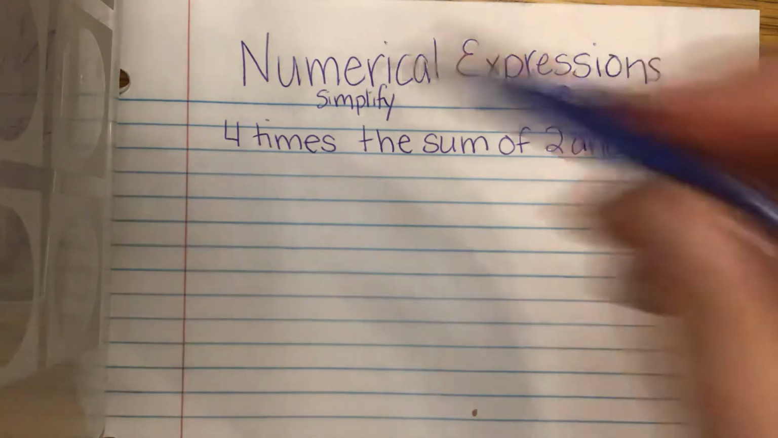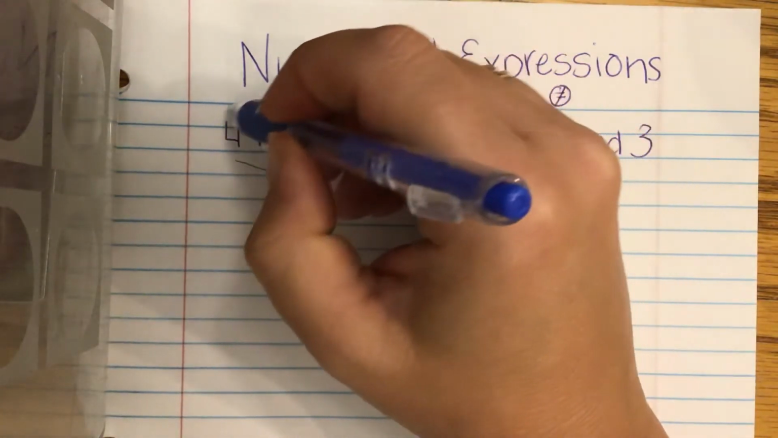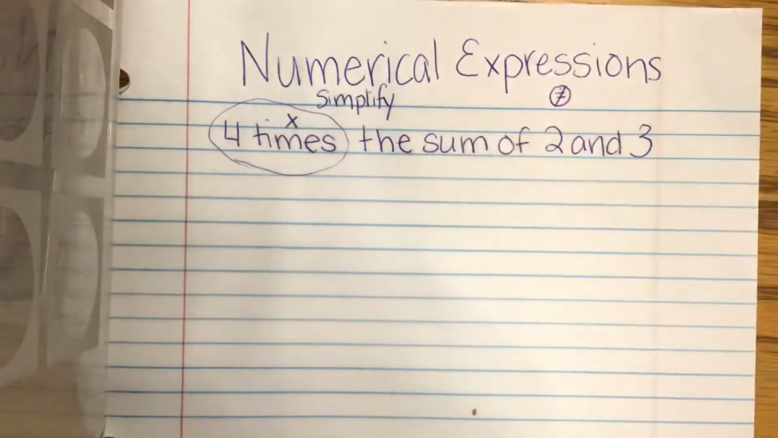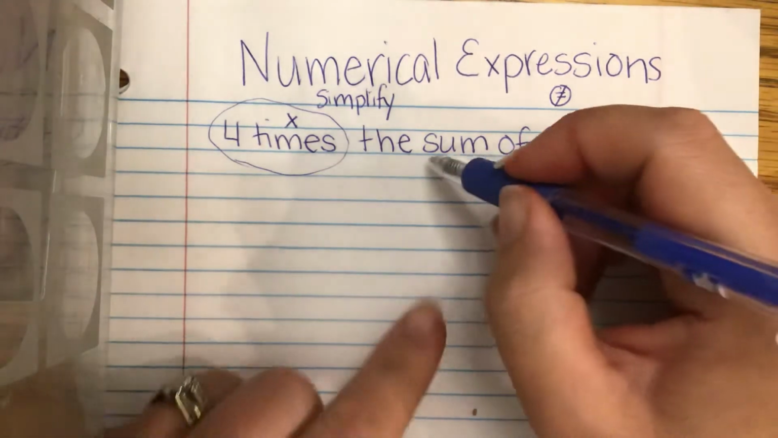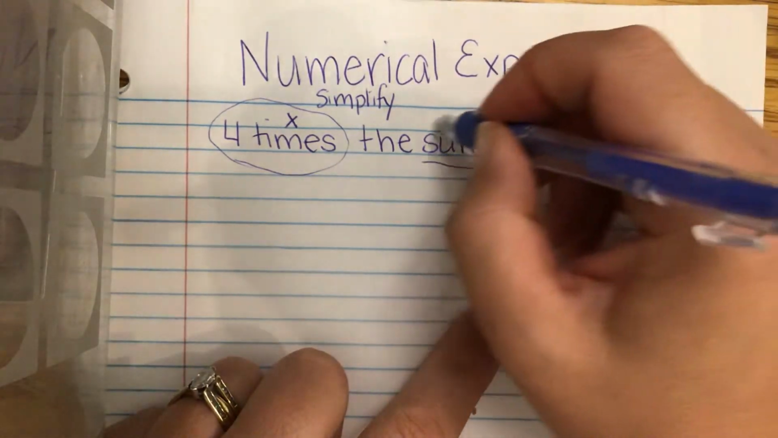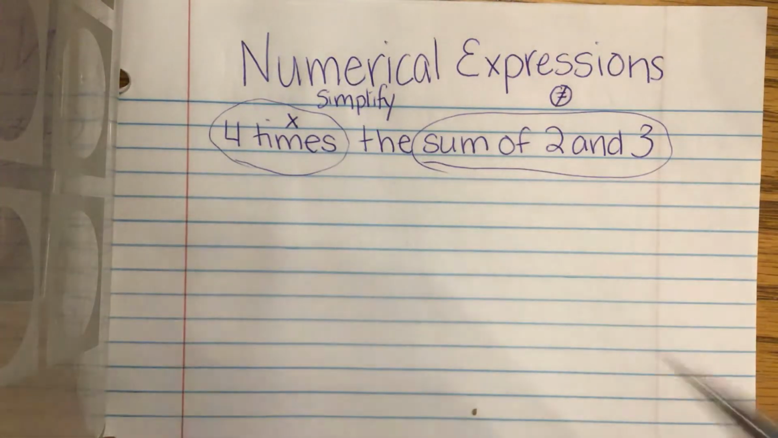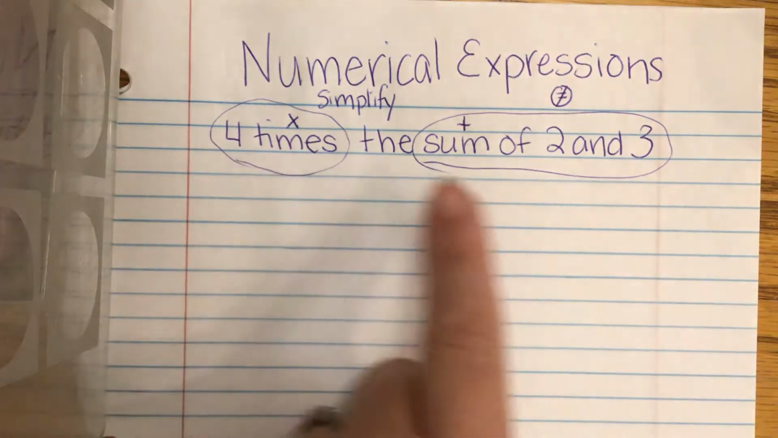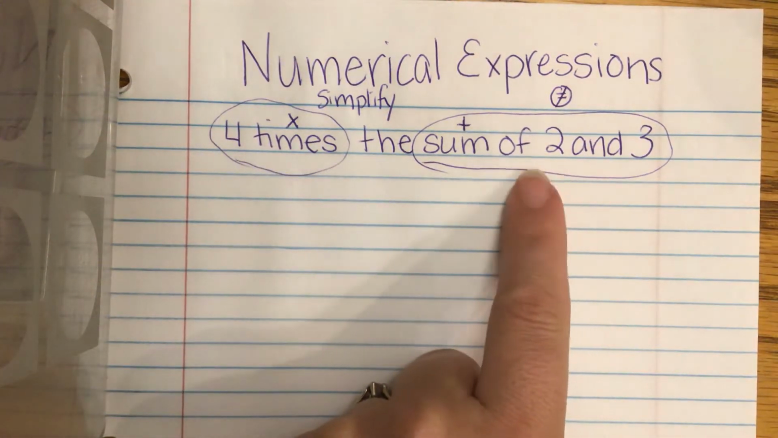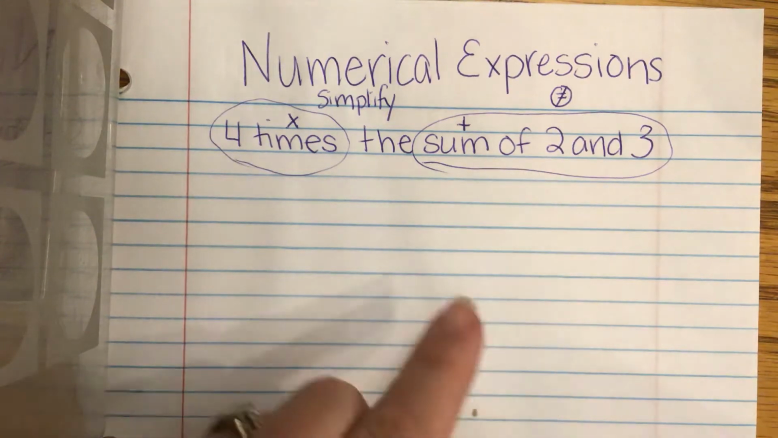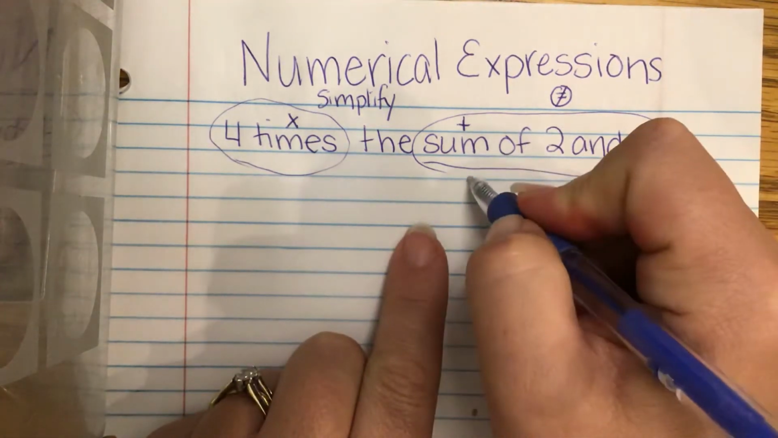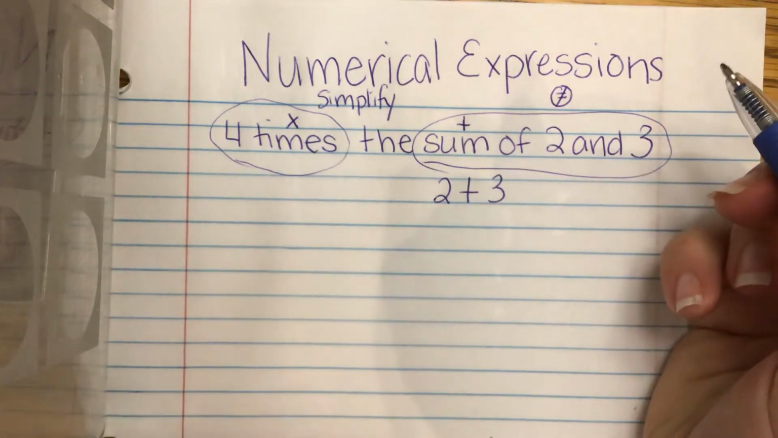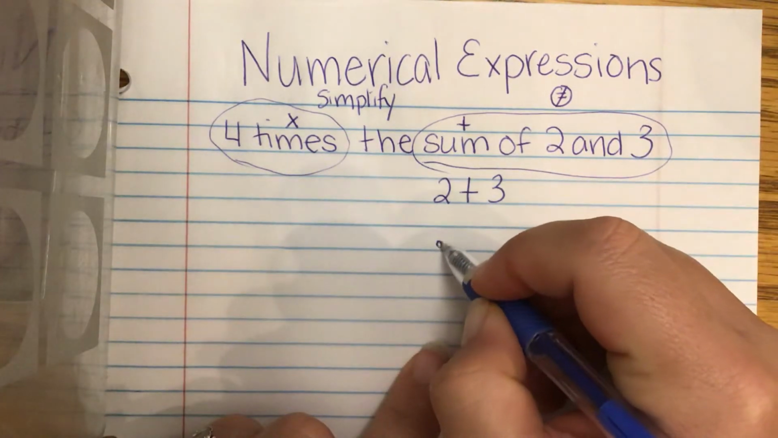So 4 times, that's like one phrase. 4 times, and times means multiply. The sum of 2 and 3. That's another phrase. It goes together, and that's adding. So I have to do 4 times this. So I'm going to start with this, saying the sum of 2 and 3. But if I wanted to do that in a model, it would look like this.